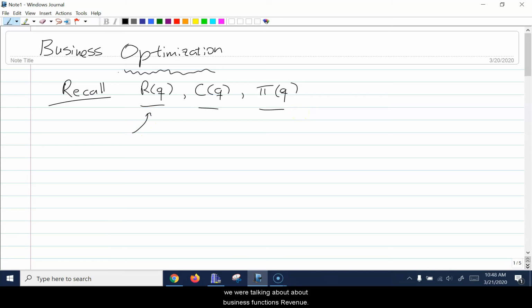Let's recall these real quick. We have a revenue function. A total revenue function gives how much revenue you make from selling Q items. C was our cost function. Pi was our profit function. These were related because profit equals revenue minus cost, and their derivatives, marginal profit equals marginal revenue minus marginal cost.